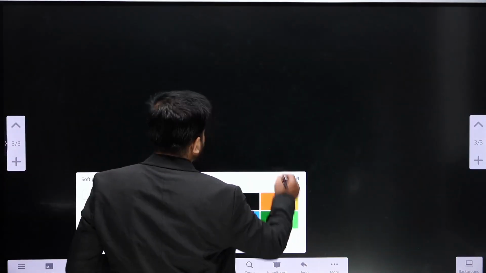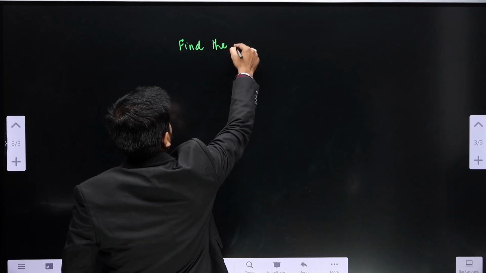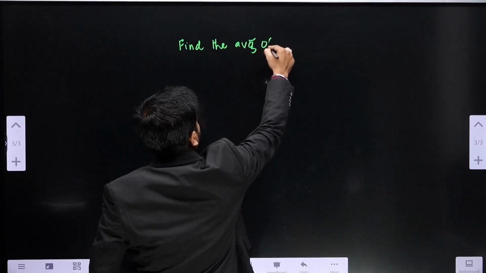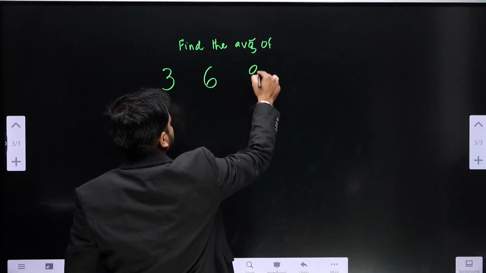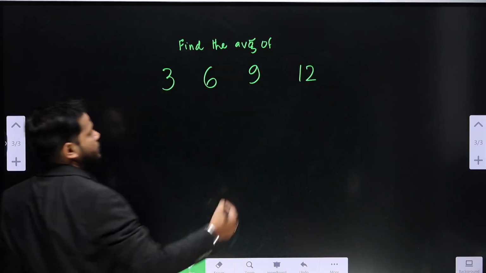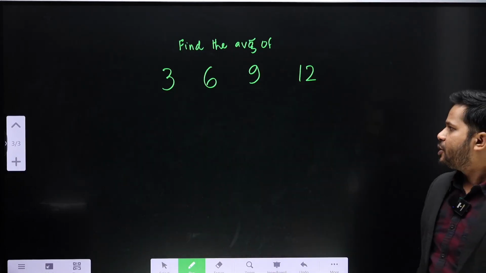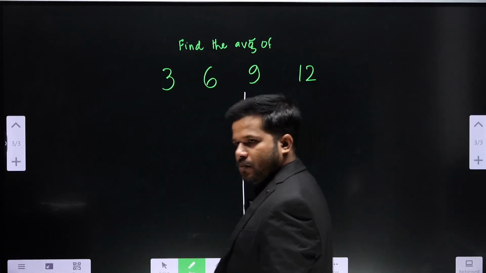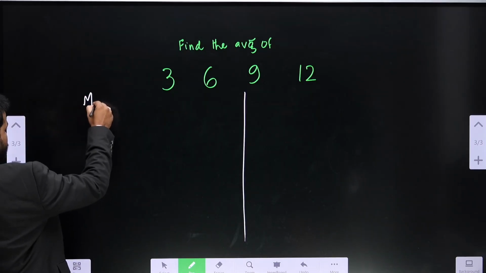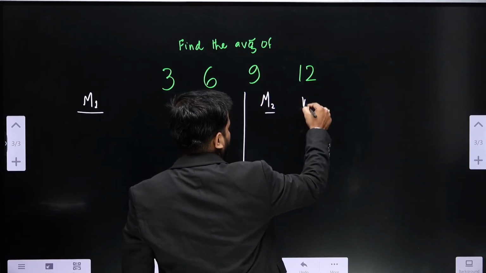See, a question is in front of us, that is find the average of 3, 6, 9, 12. Is it clear? You have to find the average of 3, 6, 9, 12. How to do? There are 2 methods to do this. Method number 1 जो दुनिया करता है. Method number 2 जो हम लोग करेंगे, which I call it as the wow method.